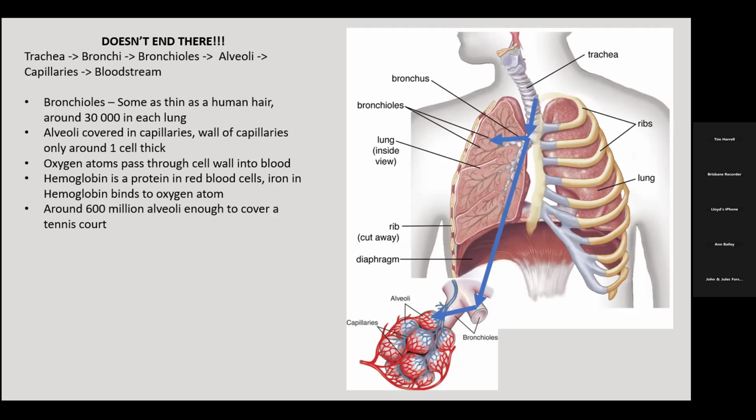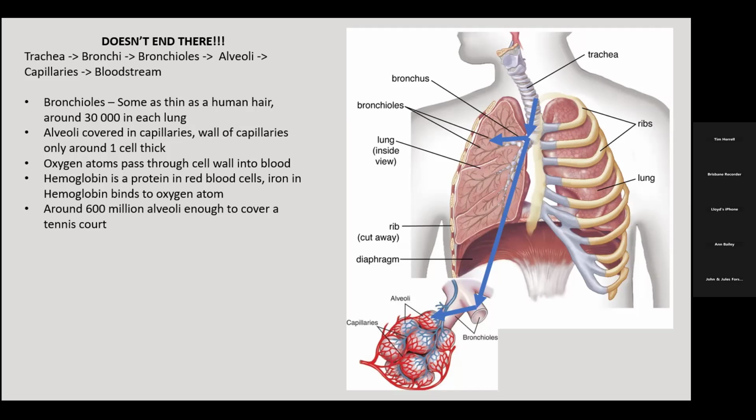So just a few little things, the bronchioles, some of them are around about as thin as a human hair. There's around about 30,000 of them in each lung. The alveoli, as I said, is covered in capillaries. Now, these capillary walls are very, very fine. They're only around about one cell thick. And this is what allows oxygen atoms to pass into our blood.